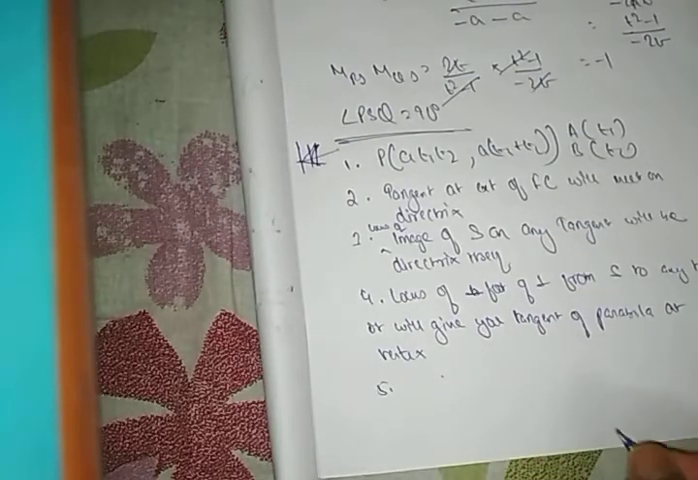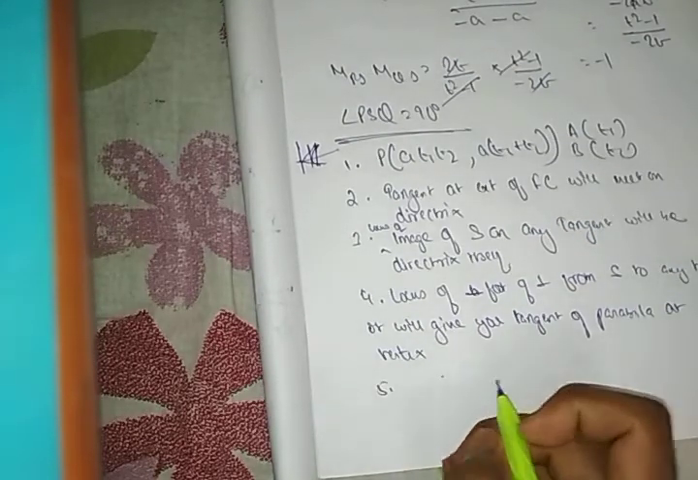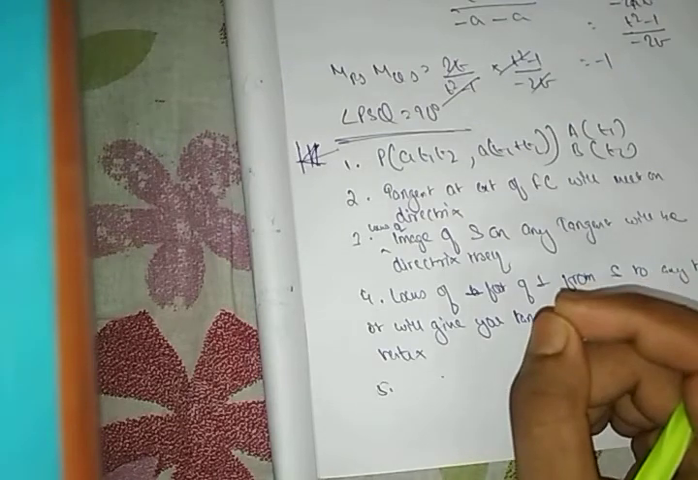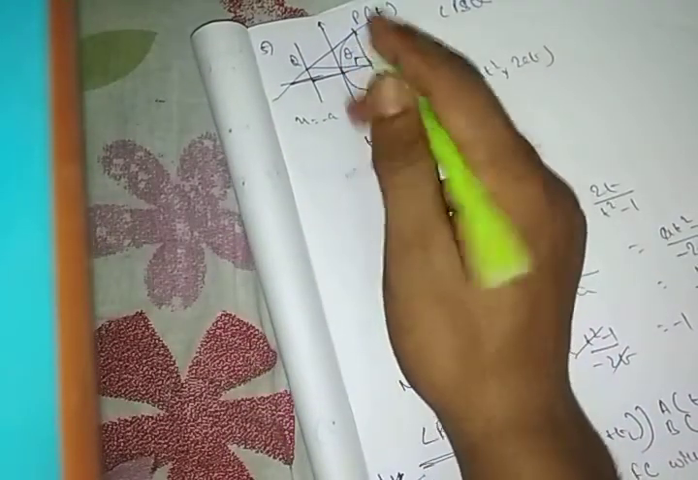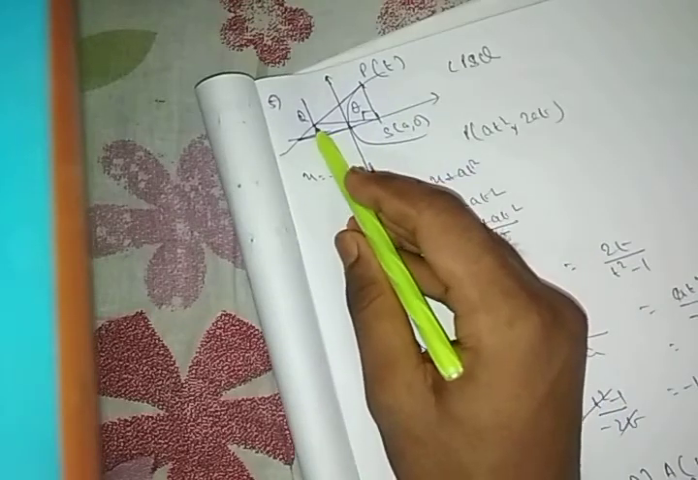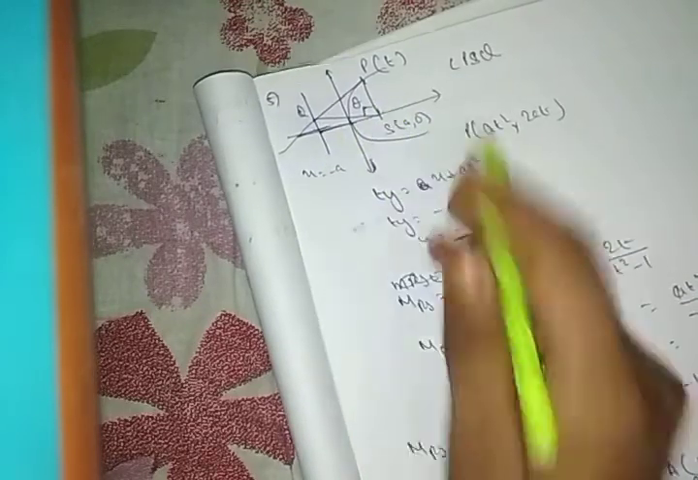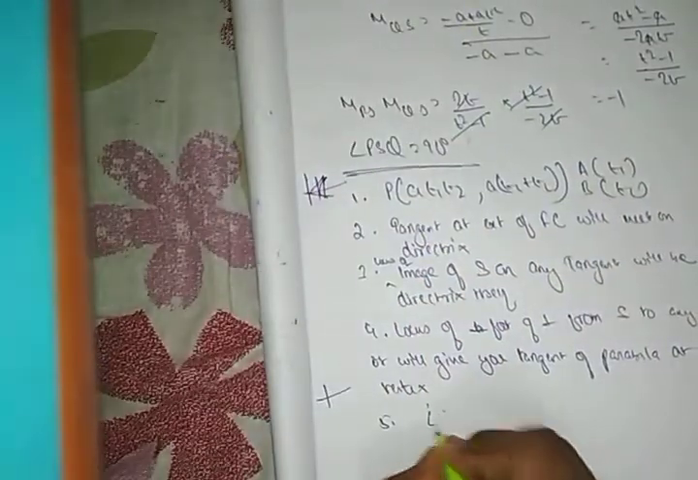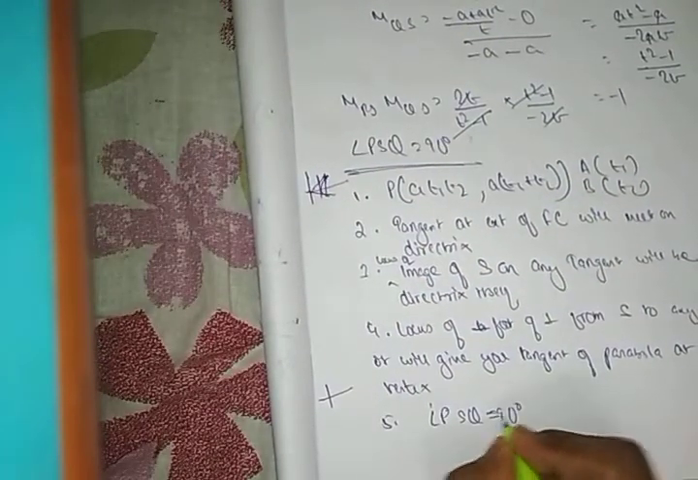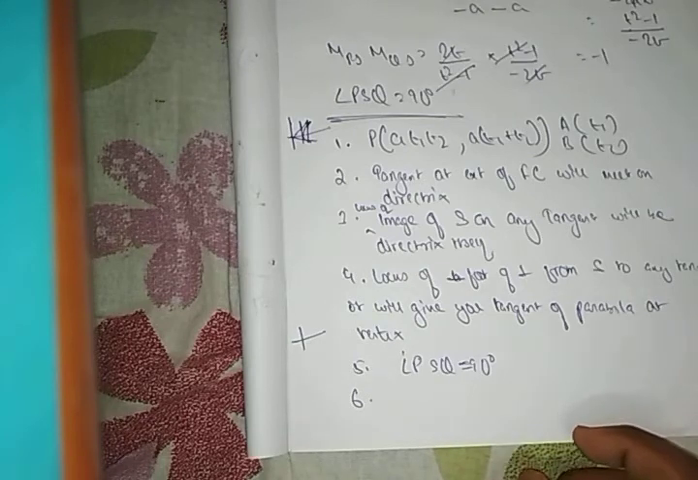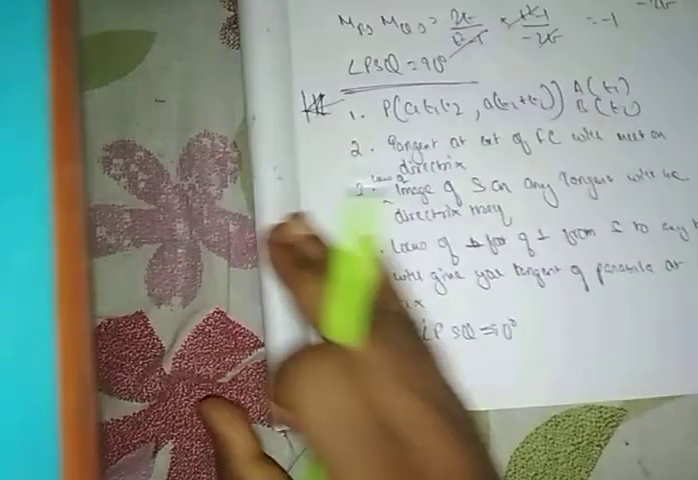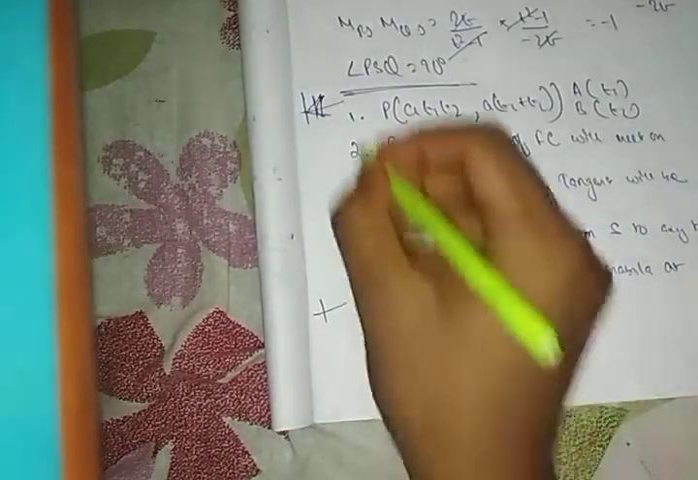And the fifth property says that the angle made by any point on the parabola, the point where its tangent cuts the directrix, and the focus will be 90 degree. Okay, so angle PSQ will be 90 degree. It's another property. And the sixth property, okay, sorry, there is no sixth property. So these are the 5 properties.